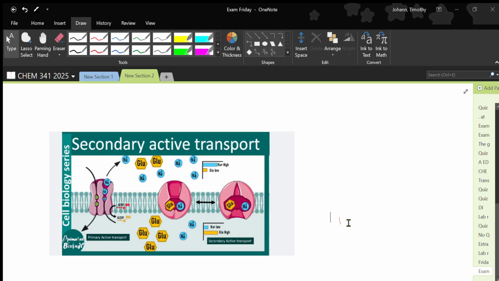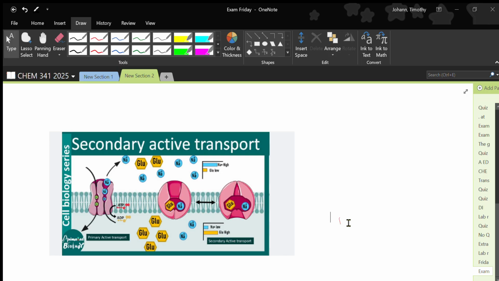But that gradient was generated, okay, evolution doesn't think, but the reason why you're spending 25% of your energy pushing sodium out and potassium in is so that you can use that to do work, like bring things into the cell.